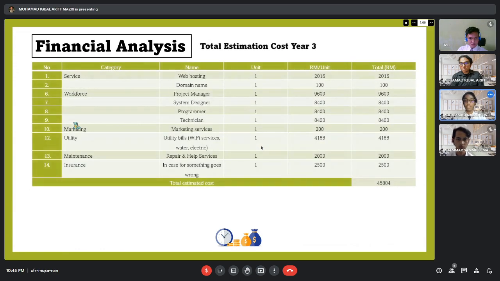Okay. And then for our third year estimation, we are going to pay for service, workforce, marketing, utility, maintenance, and insurance. For the marketing part, we no longer need to pay for the poster and banner, so we deduct a certain amount of money. Now we are going to pay only 45,804.